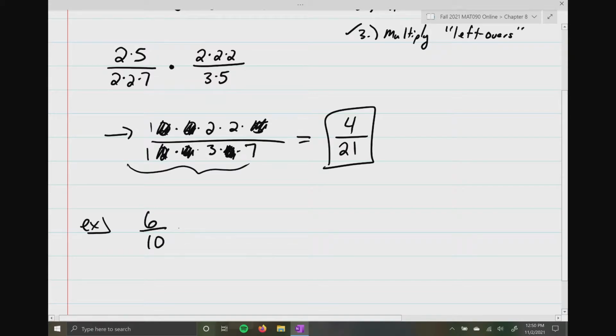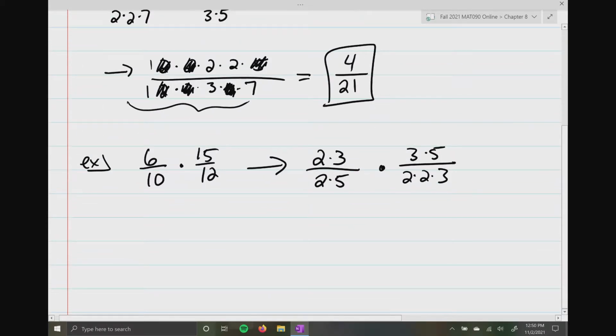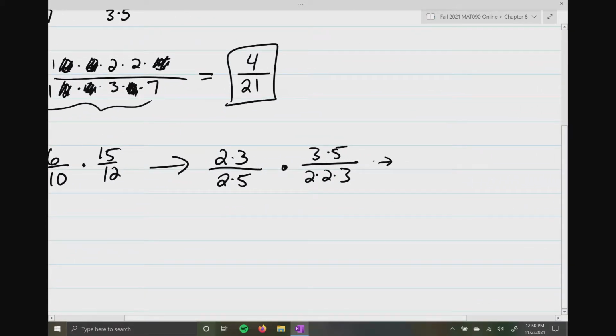So we're going to multiply 6 over 10 times 15 over 12. So here we go, real quick. 6 is 2 times 3. 10 is 2 times 5. 15 is 3 times 5. 12 is 2 times 2 times 3. Okay? Now I write one big numerator in order: 2 times 3 times 3 times 5. And one big denominator in order: 2 times 2 times 2 times 3 times 5.